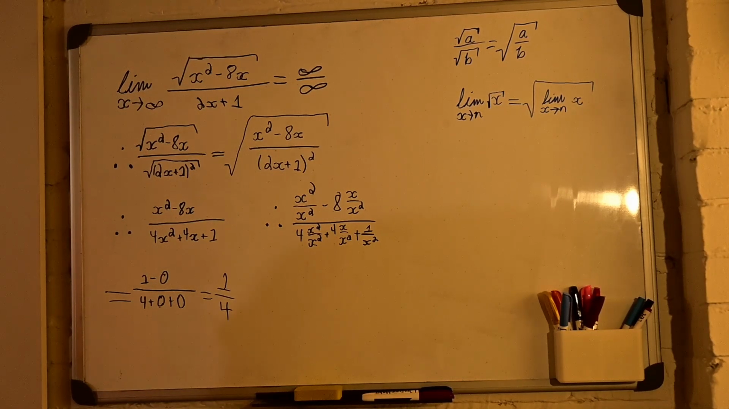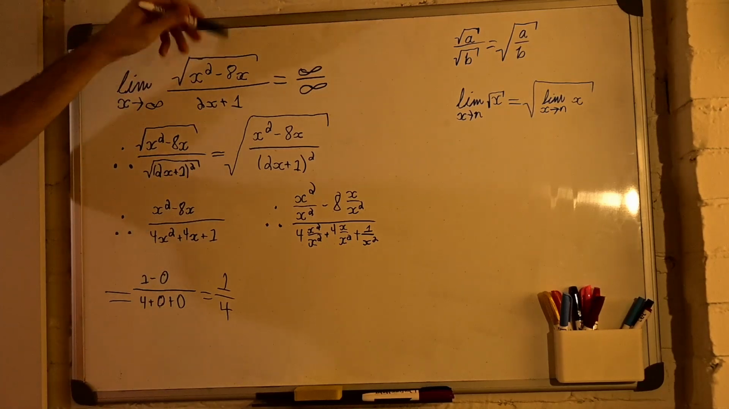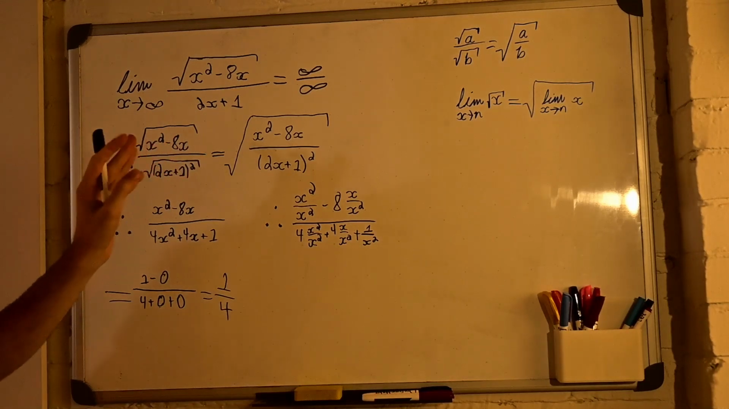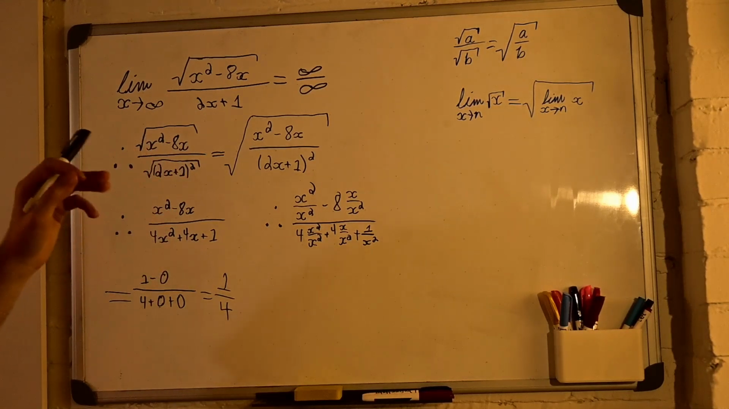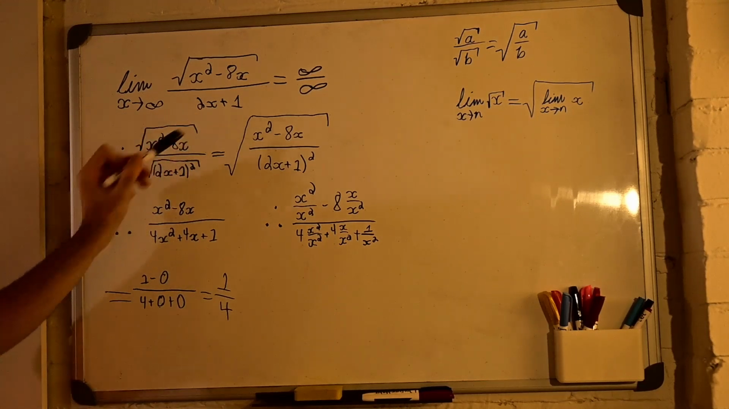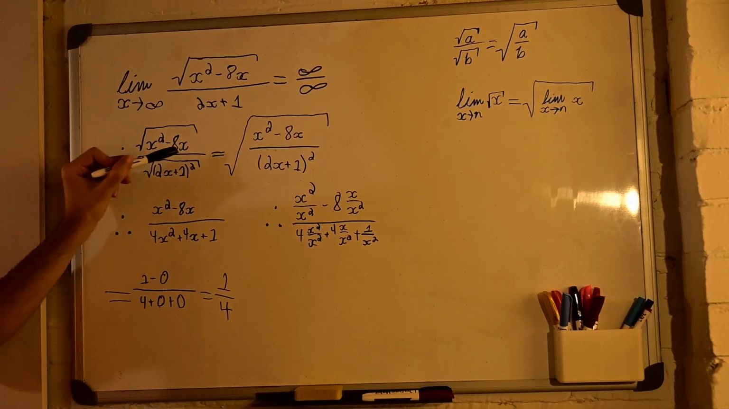So what are we going to do? Well, we want to put all of this under one square root because that'll make things a lot easier. And how do we do that? Well, the top is already square rooted, of course, so we just need to make the bottom square rooted. So what we're going to do is take 2x plus 1, square it, so raise it to the second power, and then square root that.